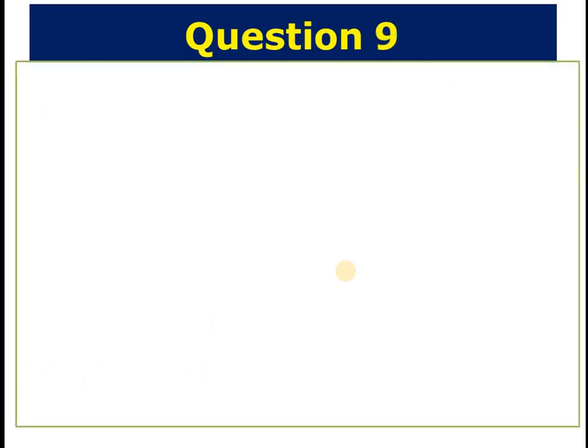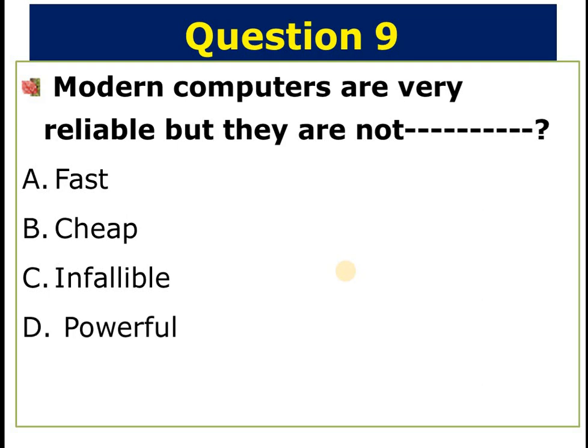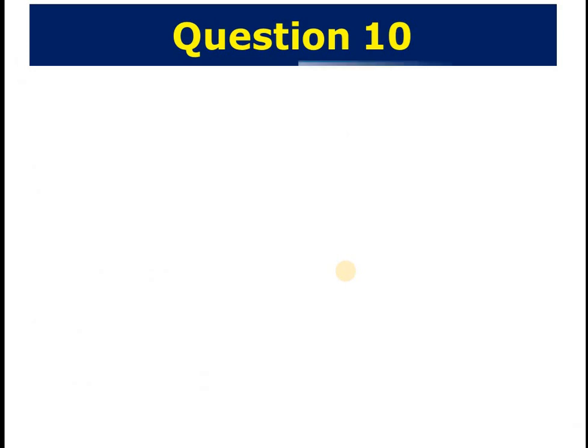Question number 9. Modern computers are very reliable, but they are not blank. A. Fast, B. Cheap, C. Infallible, D. Powerful. The answer is choice C. Modern computers are very reliable, but they are not infallible.